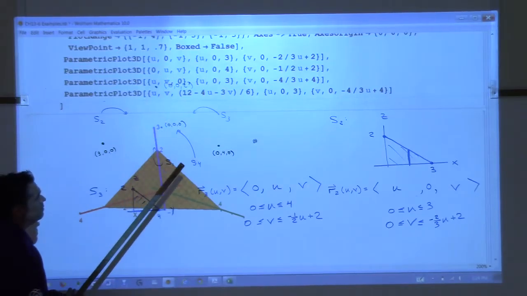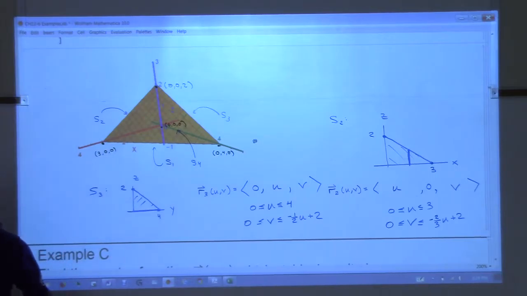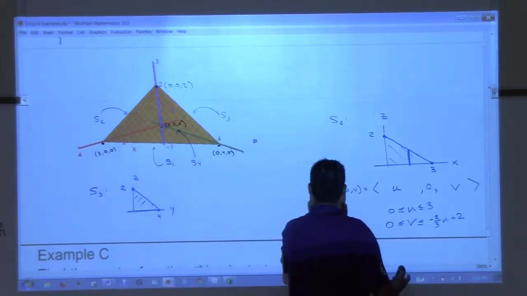This is the last one, all right? So let's see what this last one turns out to be. S4 is, I think, the more challenging. Why is S4 the more challenging one?